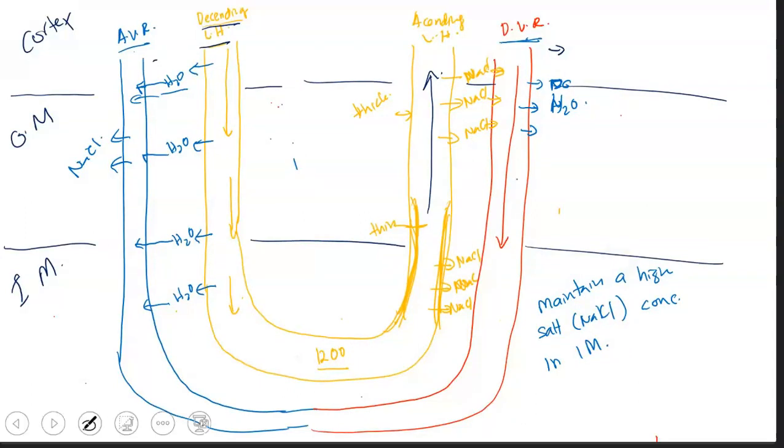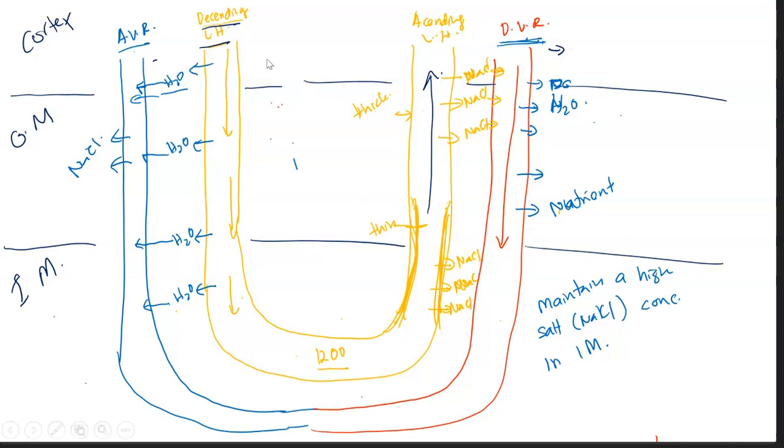On this side here, kenapa saya draw descending vasa recta as in red color? Because it brings oxygenated blood and also nutrients. So it means that when blood flows through the descending vasa recta, nutrients will also move out of the blood into the interstitial fluid of the kidney, to supply nutrient to the cells of the kidney as well. Okay, so that is the purpose of counter current multiplier system in the kidney.